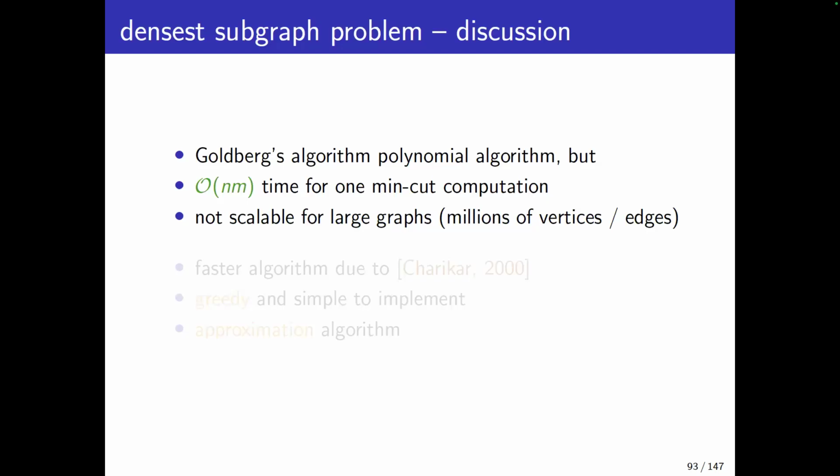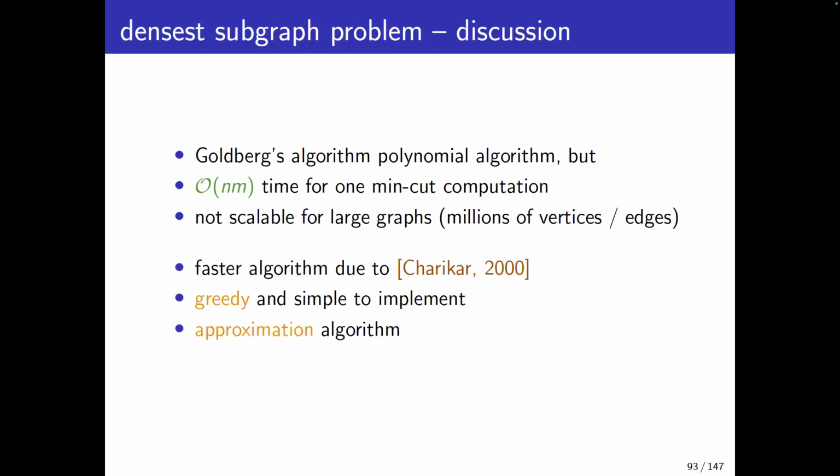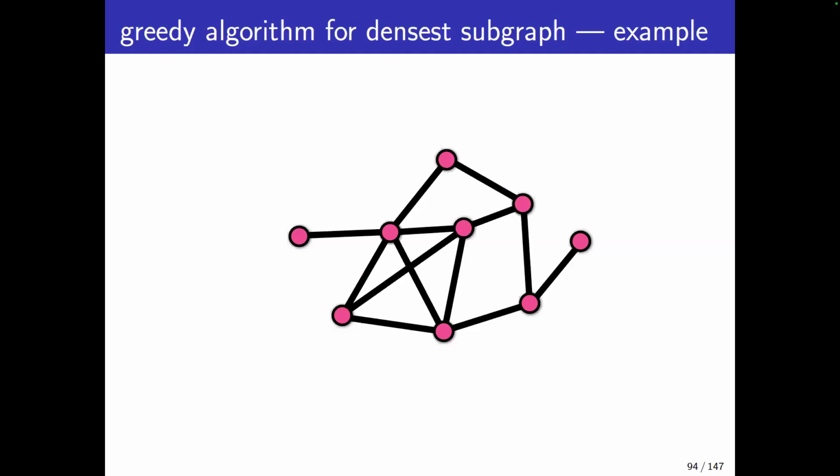Okay, Goldberg's algorithm is very expensive because for each min cut, we need n times m runtime, n number of nodes and m number of edges. And basically, there is a simple greedy algorithm that gives a 1/2 approximation to the densest subgraph problem. So even if we have an exact method, we may do a greedy method simply because it's way faster.